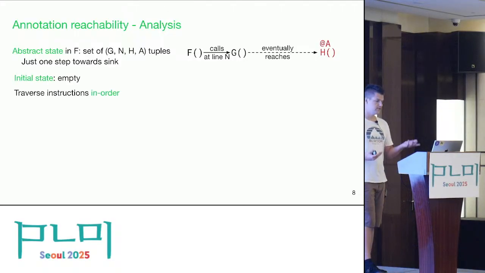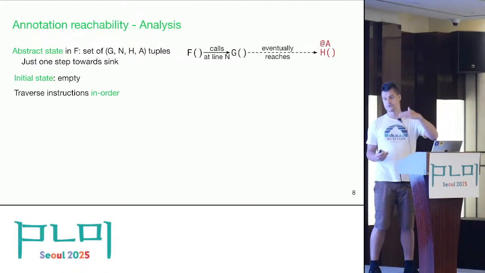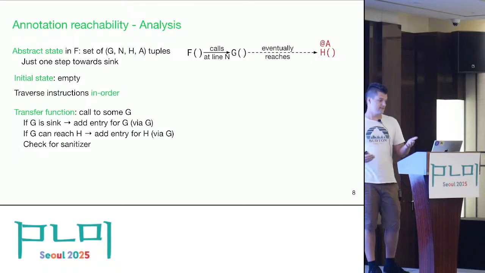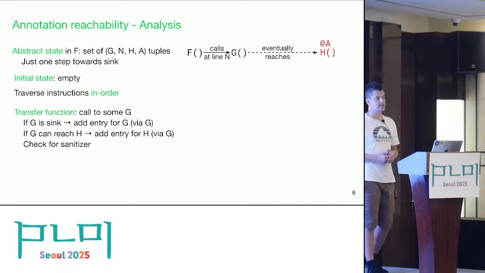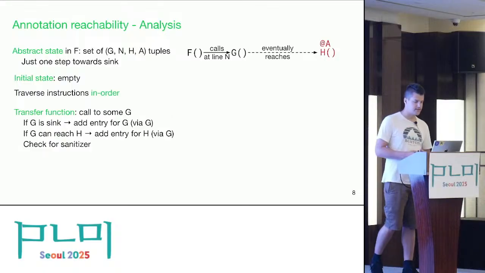And initially, we start with the empty state. We traverse the instructions of the function in order. And the way the transfer function works is that if we see some call to some function g, then we check if g itself is a sink. Then we add an entry that we directly call a sink. But if it's not a sink, then we check whether it can reach any sink. And if yes, then we add a so-called indirect entry. And we also check for sanitizers as well.